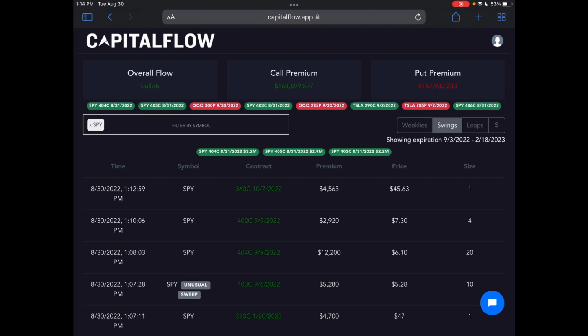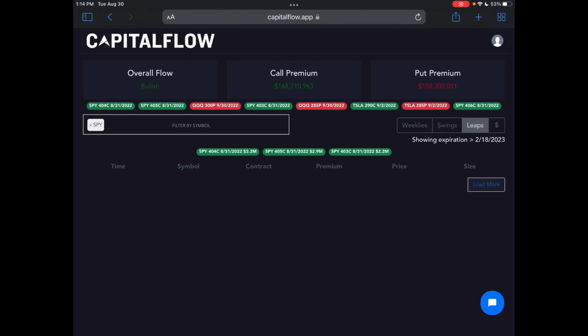And that's another really useful tool because, you know, you're not really too concerned about those short dated expirations when you're swinging. You really just want to know what people are buying over the course of the next few weeks and months. Finally, we have leaps.